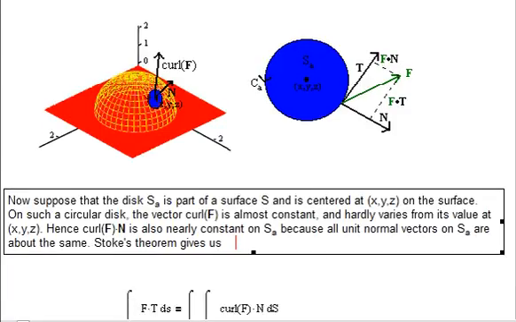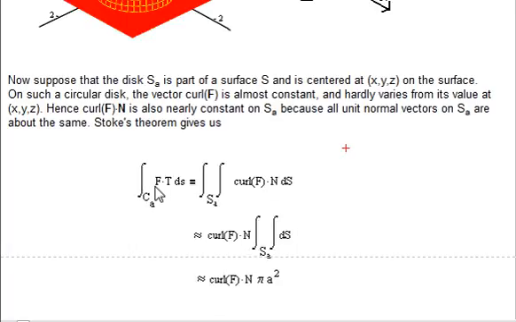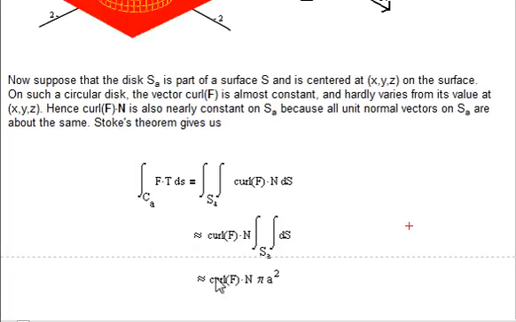So what Stokes' theorem gives us is that the line integral of F dot T ds over the circle C sub A is equal to the surface integral of curl of F dot n dS over the surface S sub A. So that's approximately the curl of F dot n times this surface piece, and remember this piece of surface is just a circle, so curl of F dot n times pi times a squared. Think about what that part would be.